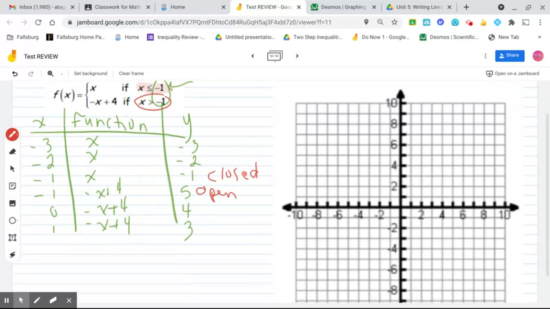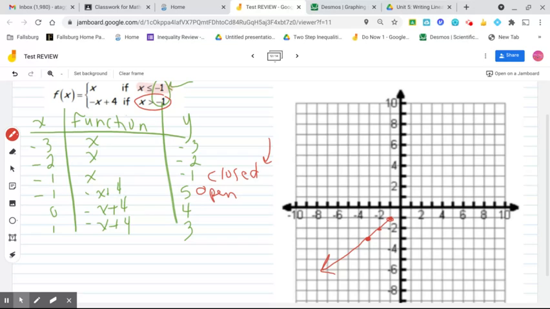So now I'm going to go to my graph and plot these points. -3, -3, -2, -2, and -1, -1. Now I have to make sure that's a closed circle. Okay. So I want all the points that are less than -1. So less than goes to the left. So I want to make sure I'm going down and kind of pointing to where the x values are getting smaller.